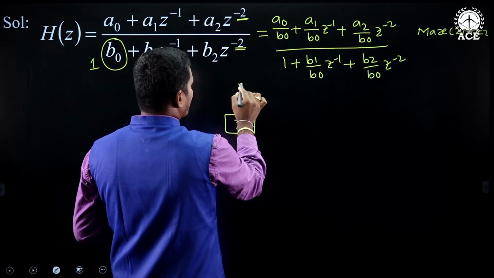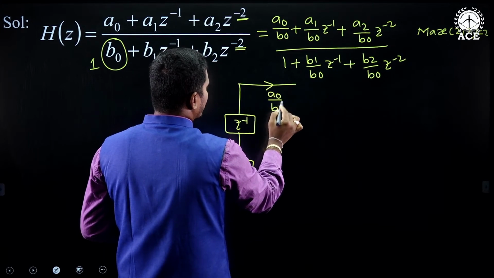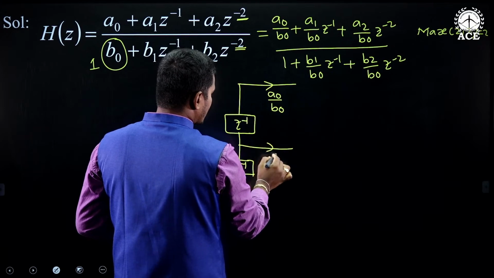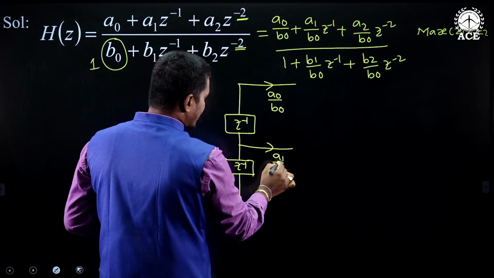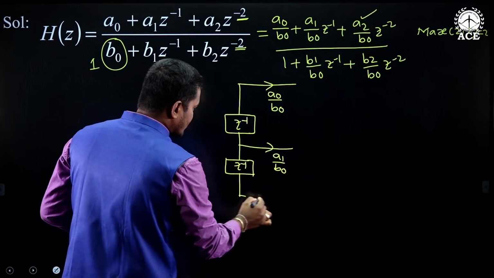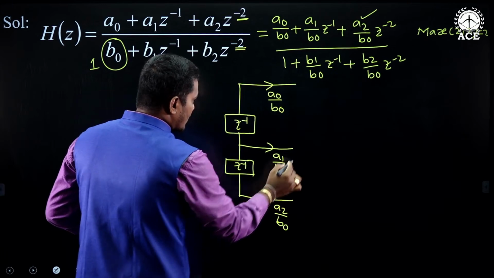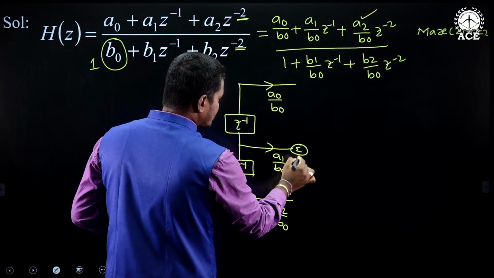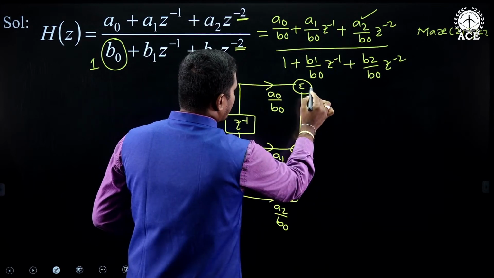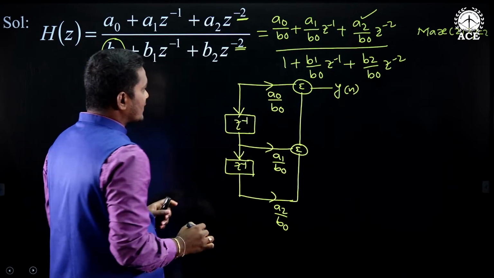This is the numerator. First, the constant factor is a0 by b0. Second, the z inverse coefficient is a1 by b0. The z power minus 2 coefficient is a2 by b0. Sum. Numerator corresponds to the output side, so the output part is over.